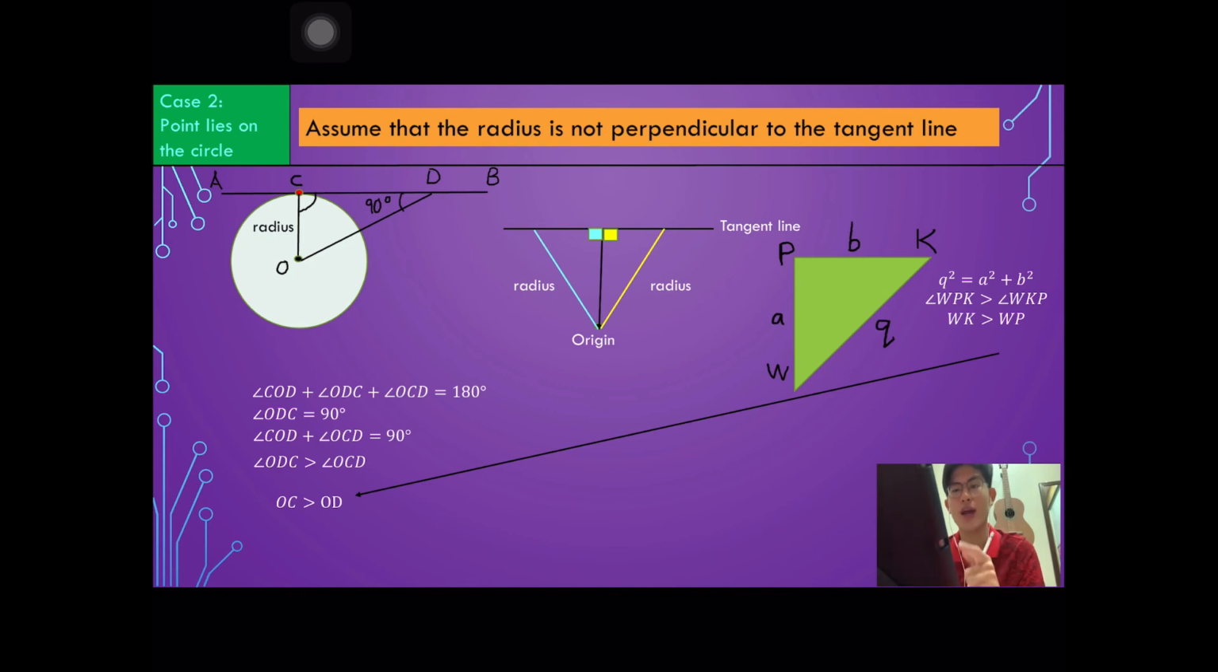And if we add a point Q between O and D, we can say that distance OC is always greater than distance OQ plus QD. From the diagram, we can see that OC and OQ are both the radius of the circle, so they are equal. Finally, we get an inequality which states that 0 is greater than QD, which is a contradiction to the fact that the radius is perpendicular to the tangent line.